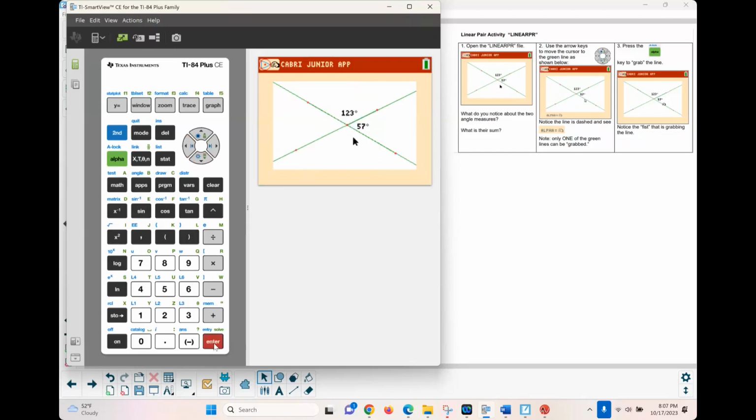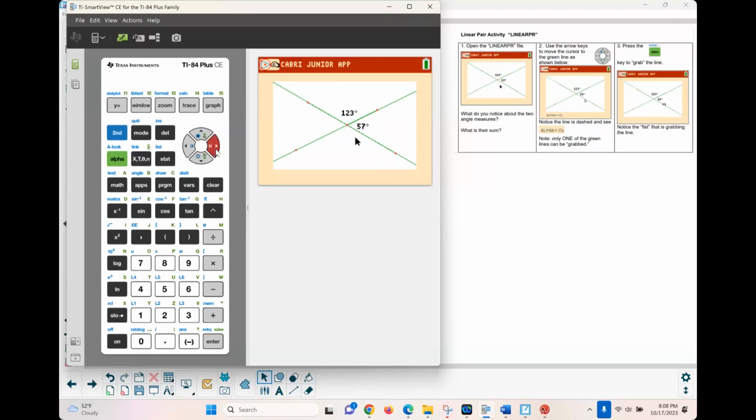So here I have two intersecting lines, and I have already constructed them. I've already measured the two angles that are adjacent to each other here. And what I'm hoping students can do is mentally add those angles up. So now for those two, those add up to 180, but I'd like to do several, and this is where the dynamic geometry comes in.